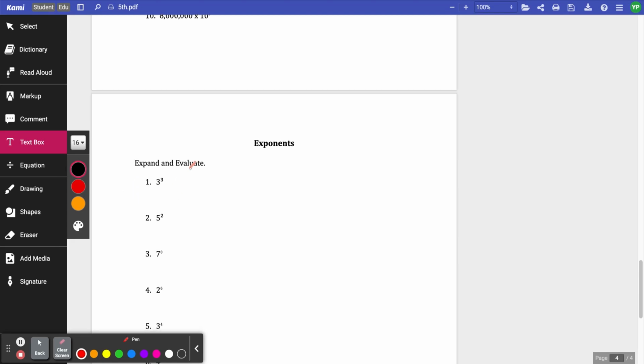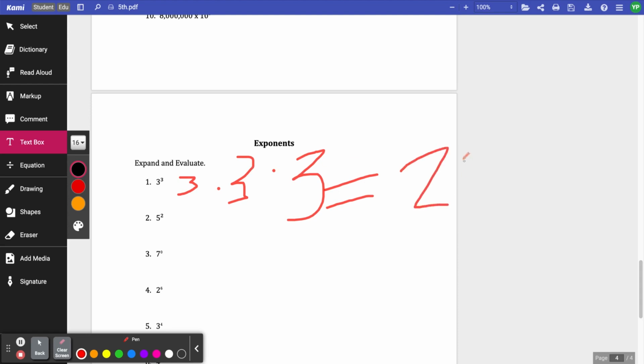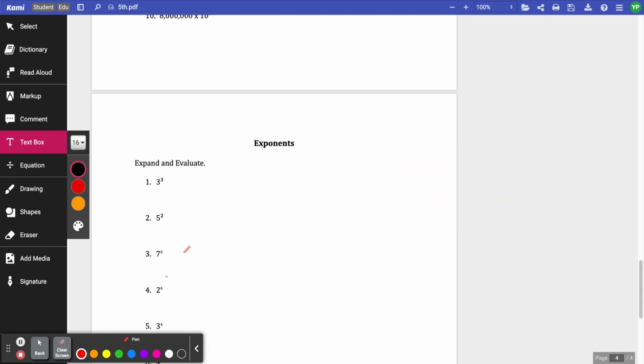If this is 3 to the 3rd power, all you're going to do is multiply 3 times 3 times 3, which equals 3 times 3 is 9, 9 times 3 is 27. And then 5 to the 2nd power means you just multiply 5 times 5. So whatever the exponent is, that's how many times you multiply your number, which equals 25.